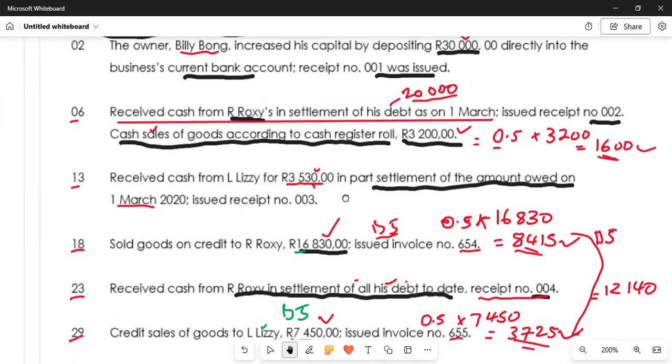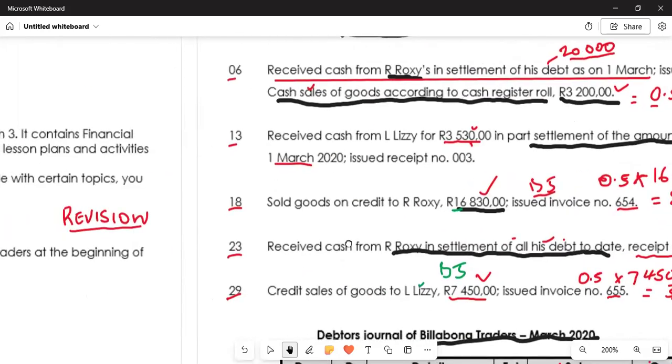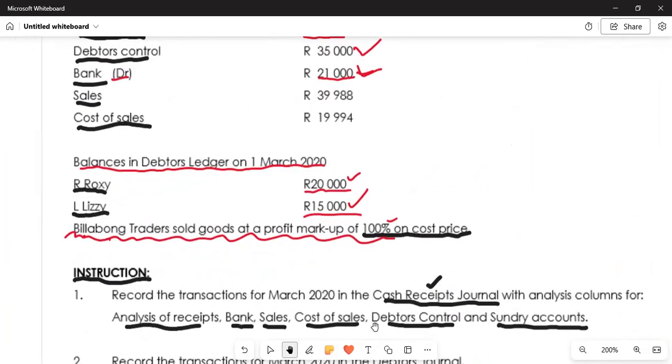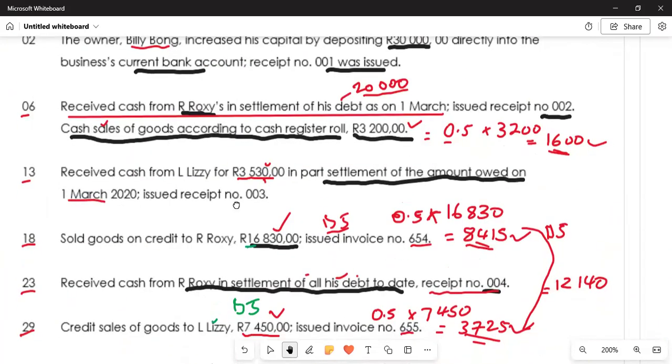Here we are to see those amounts that we said we received. We've said our balance is from what? Our balance is from trial balance, the balance of sales. Here it is, 39,988. So that is our opening balance on the credit side of our sales account.